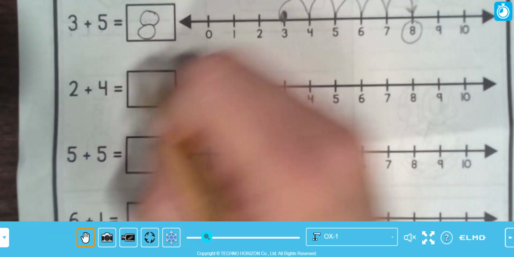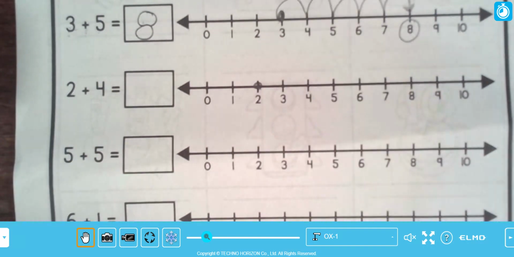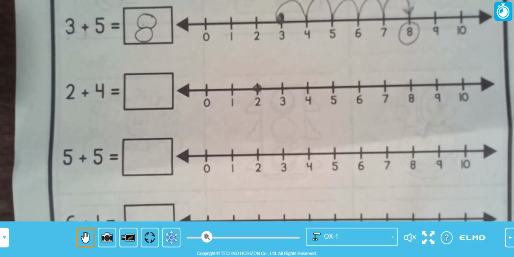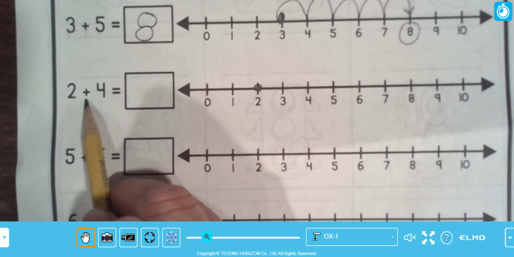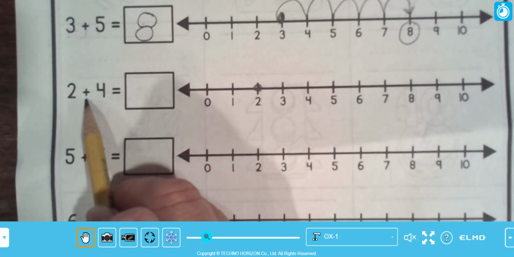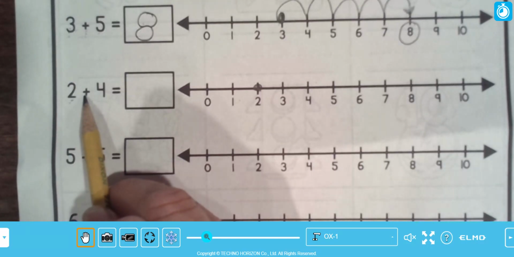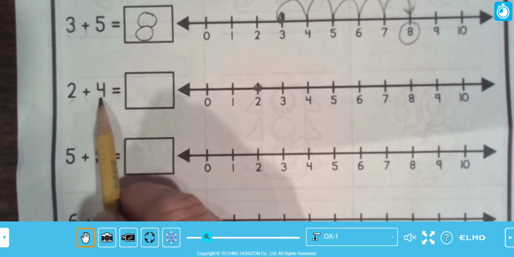Okay, there it is. Number 2. All right, now I'm going to add, which means I'm going to make our answer bigger than the number 2. I'm starting at 2, but then I'm getting bigger. And I'm getting bigger by 4 bumps.